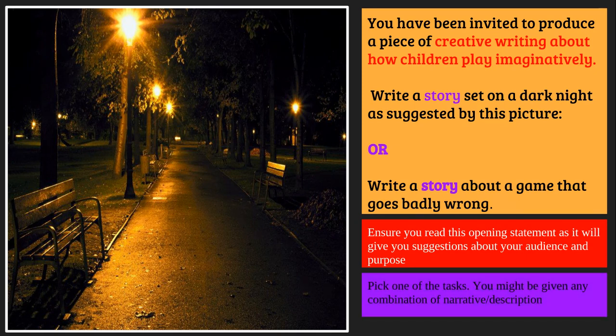Secondly, pick one of the tasks, okay? You don't need to do both. Don't try and do both, just do one. You might be given any combination of narrative or description. So for this one, you've been given 2 narratives, so 2 stories to write about. In your actual exam, it might be 1 narrative, 1 description, or 2 descriptions. We don't know beforehand, so just be aware of the differences between the 2, and we'll look at that in a minute. And obviously this one you get 45 minutes for, so 5 minutes to plan, 35 to 40 minutes to write, 5 minutes to check your answers at the end, okay? So that's roughly what you should be looking for.